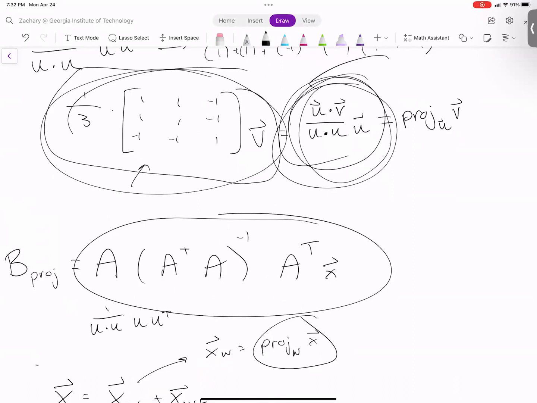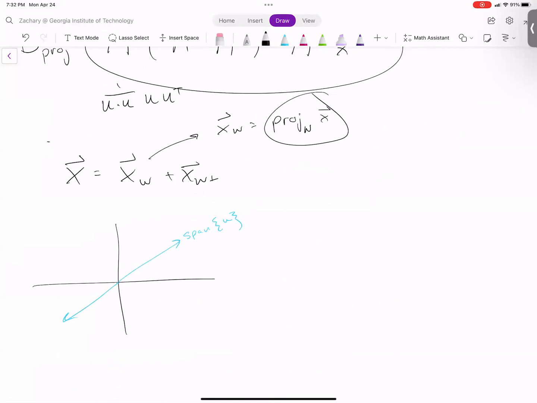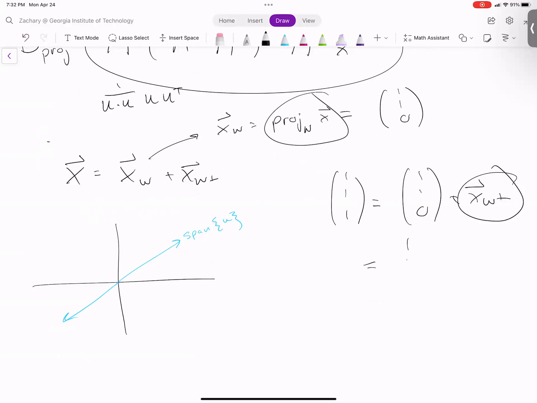And then from here, if we know, for example, that x is 1, 1, 1, and we know the projection of x is 1, 1, 0, then we know that x_w perp, not transpose, perp, has to be equal to 0, 0, 1, right? So then the magnitude of this would be the distance from x to u. Okay. Does that make sense?